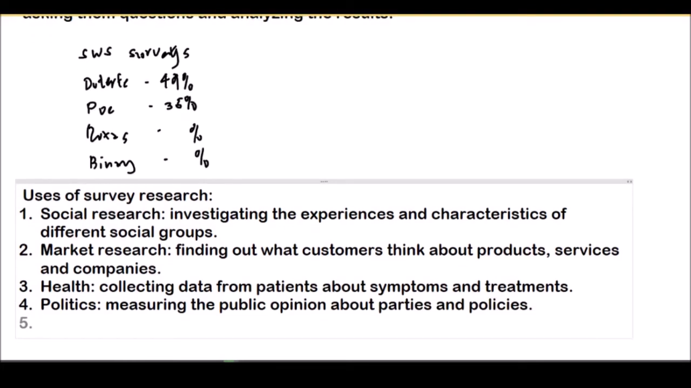Here we have politics. So we are measuring the public opinion about parties and policies. So we have the so-called approval rating of the president. We have the surveys during the election, just like what I said earlier, the SWS survey. So that is a type of survey research done in the field of politics.